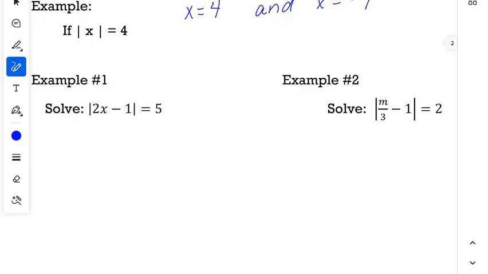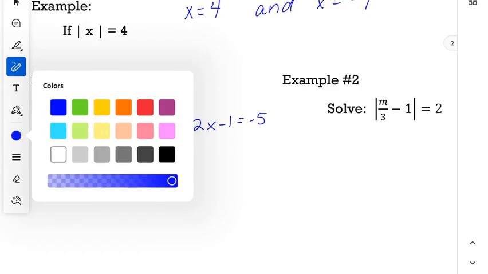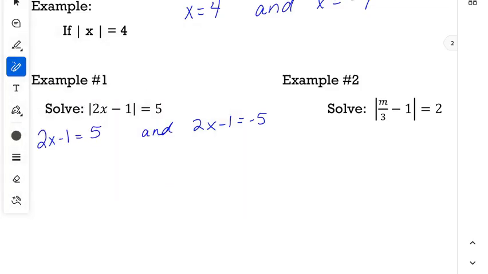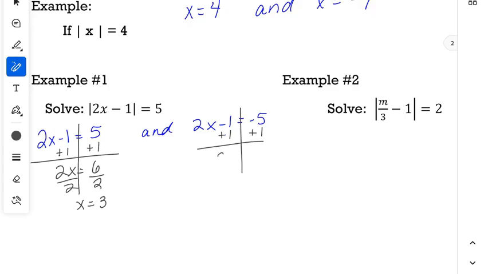So this first one says absolute value of 2x minus 1 equals 5. So I'm going to write it as 2x minus 1 equals 5, and 2x minus 1 equals -5. So I've got to solve both of these. And then divide by 2. So x equals 3. And the other one, we get 2x equals -4, divided by 2, x equals -2.